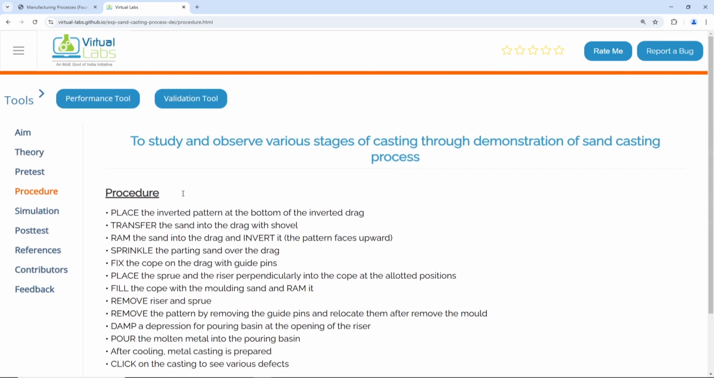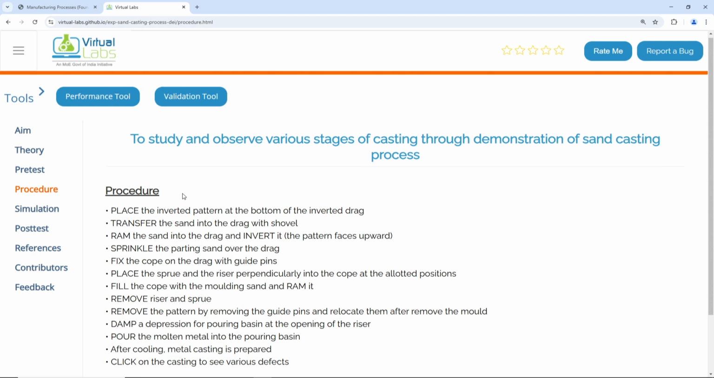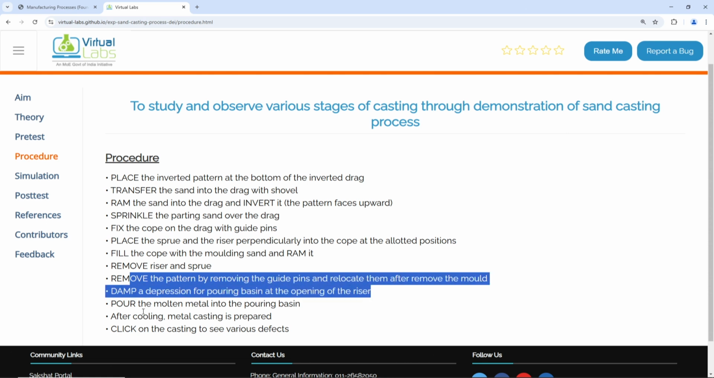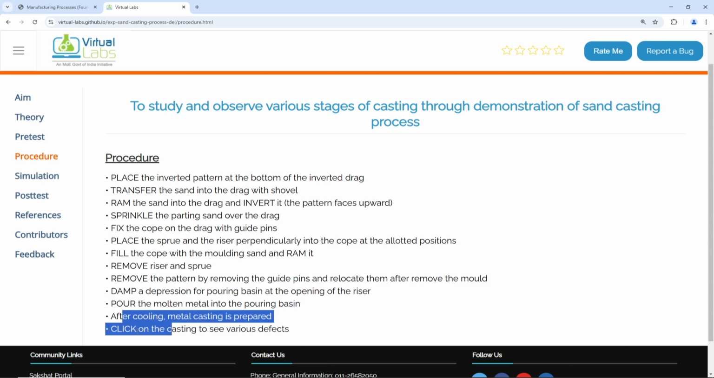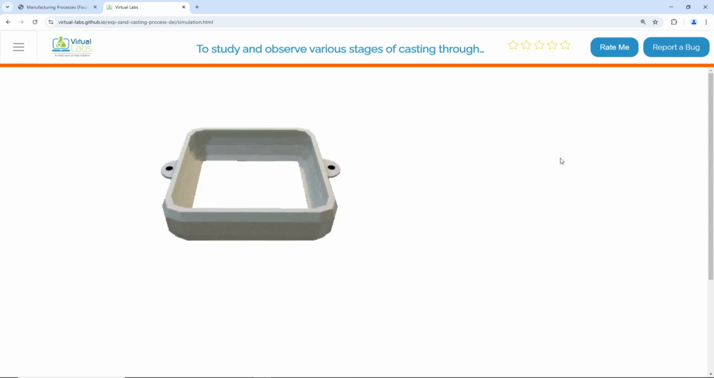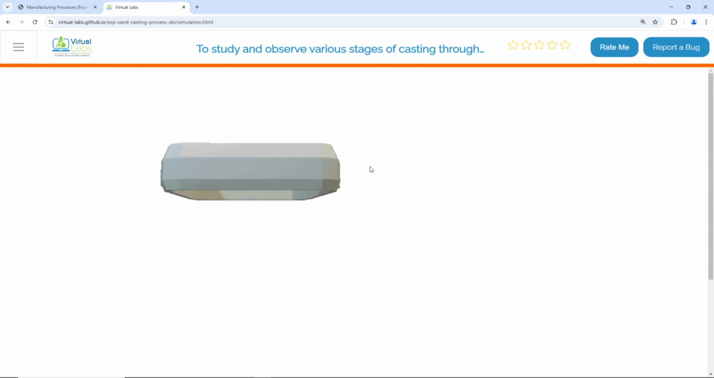The procedure for the sand casting process is given here: place, transfer, ram, sprinkle, fix, place, fill, remove, then removal of the riser and sprue, then removal of the pattern by removing guide pins, relocating them after removal of the mold, then pour, after cooling, click. This is the complete procedure. We will go through the simulation and try to understand the whole procedure. The first part is place. It says click on the drag to invert the drag. I click on this drag, so the drag is inverted here.